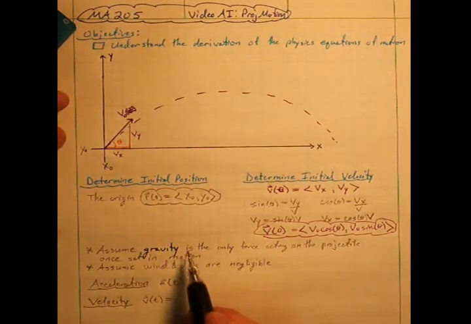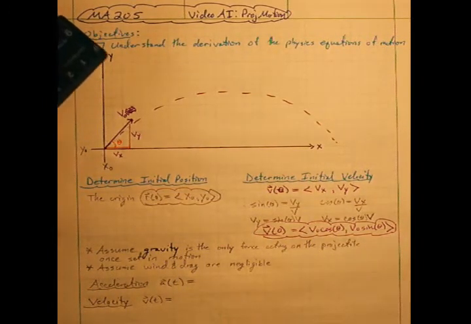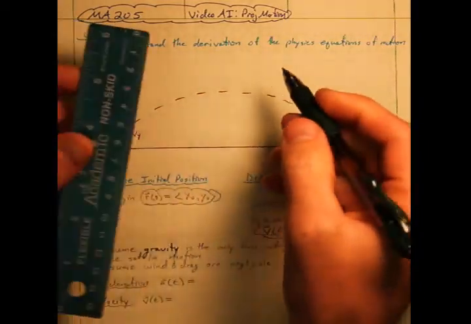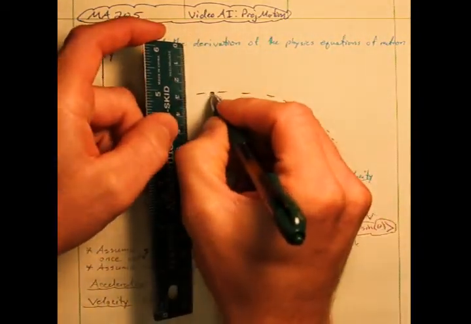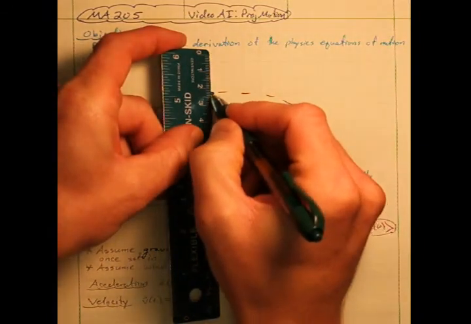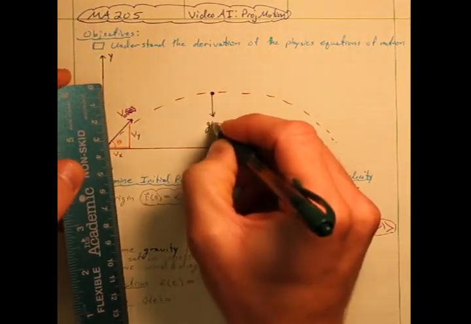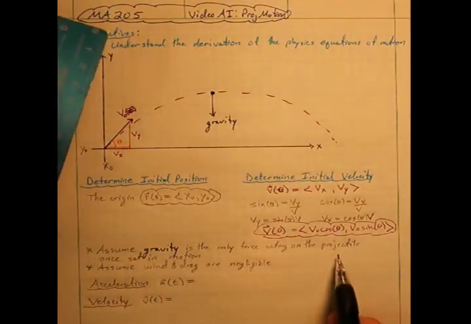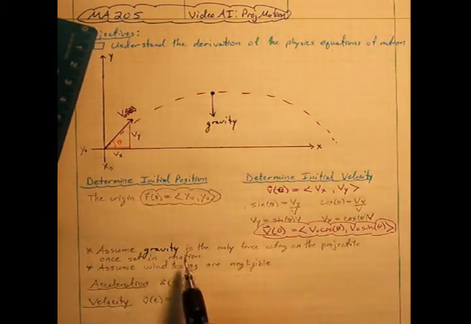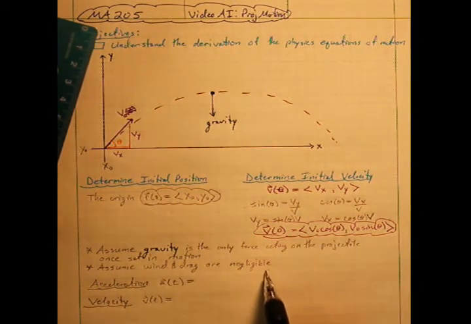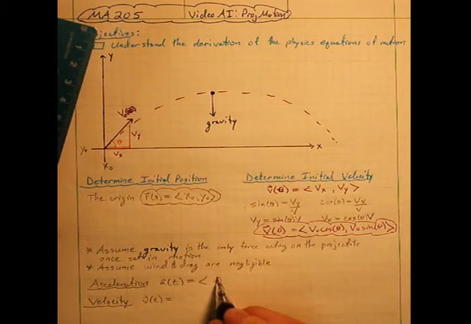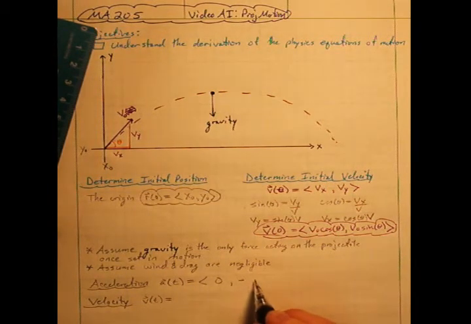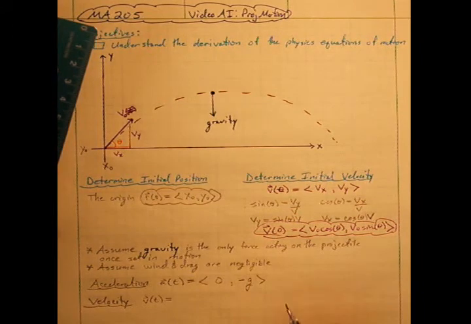Okay, now we want to assume once the projectile is set in motion, what forces act upon it. So as it goes in motion, assume this is our projectile, we're going to say that the only force acting on it is gravity. Okay, so here's my assumption: gravity is the only force acting once we set it in motion. This also assumes that wind and drag are negligible. Okay, so if I write out my acceleration vector, I'll have 0 forces in the x direction, and I'll have a negative g, or gravity, acting in the downward y direction.